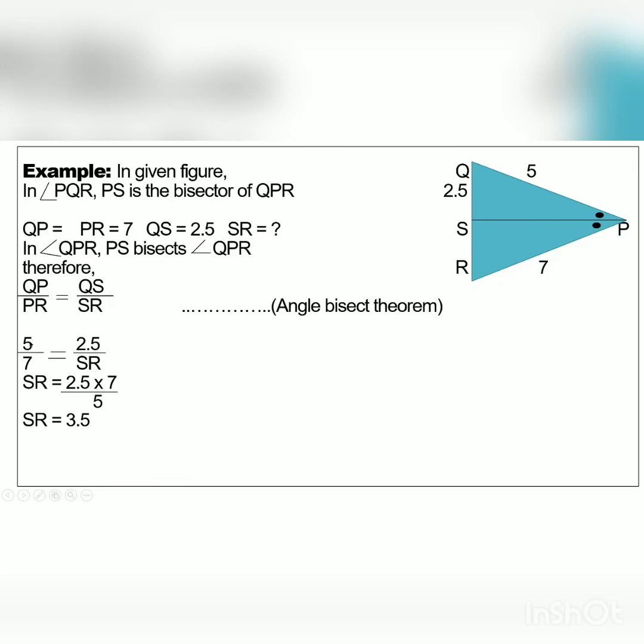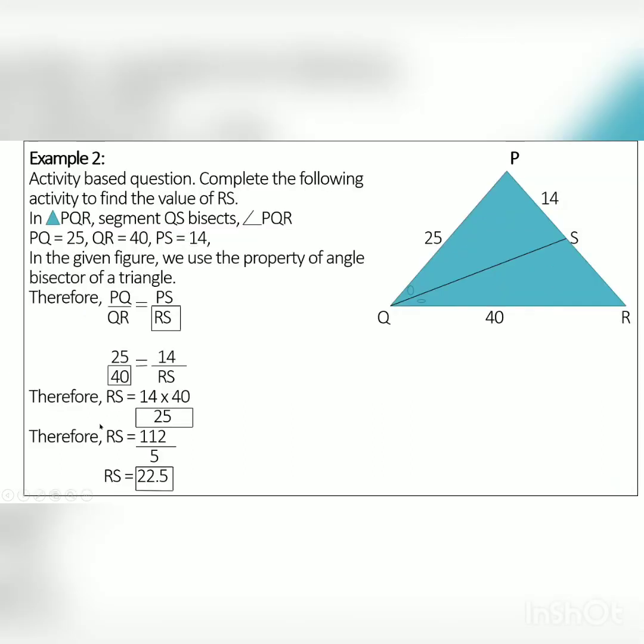Putting the value of QP 5, value of PR 7, is equal to the value of QS 2.5 and the value of SR you have to find out. After cross multiplication, therefore SR is equal to 2.5 into 7 upon 5. After dividing, 5 1s are 5, 5 5s are 25. 0.5 into 7. After multiplication, therefore SR is equal to 3.5. You get the value of SR is 3.5.